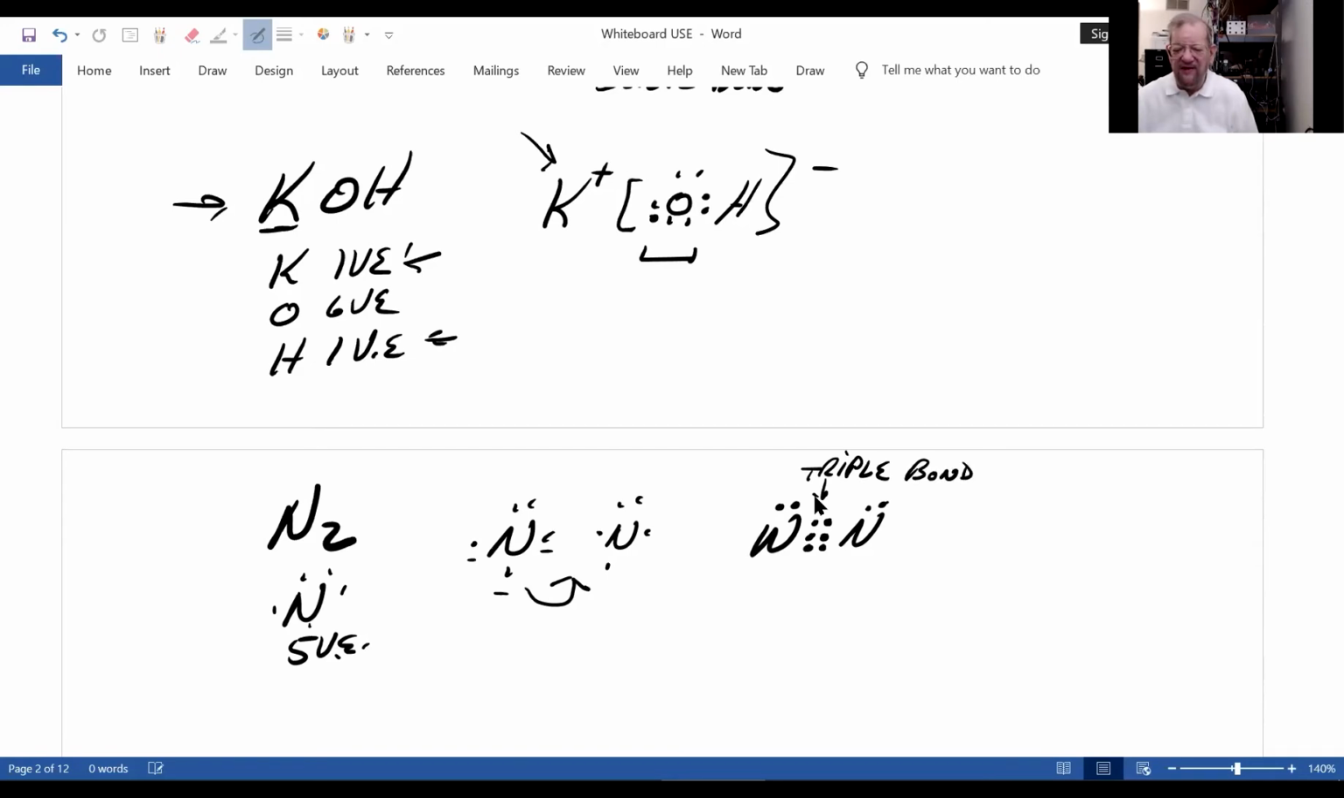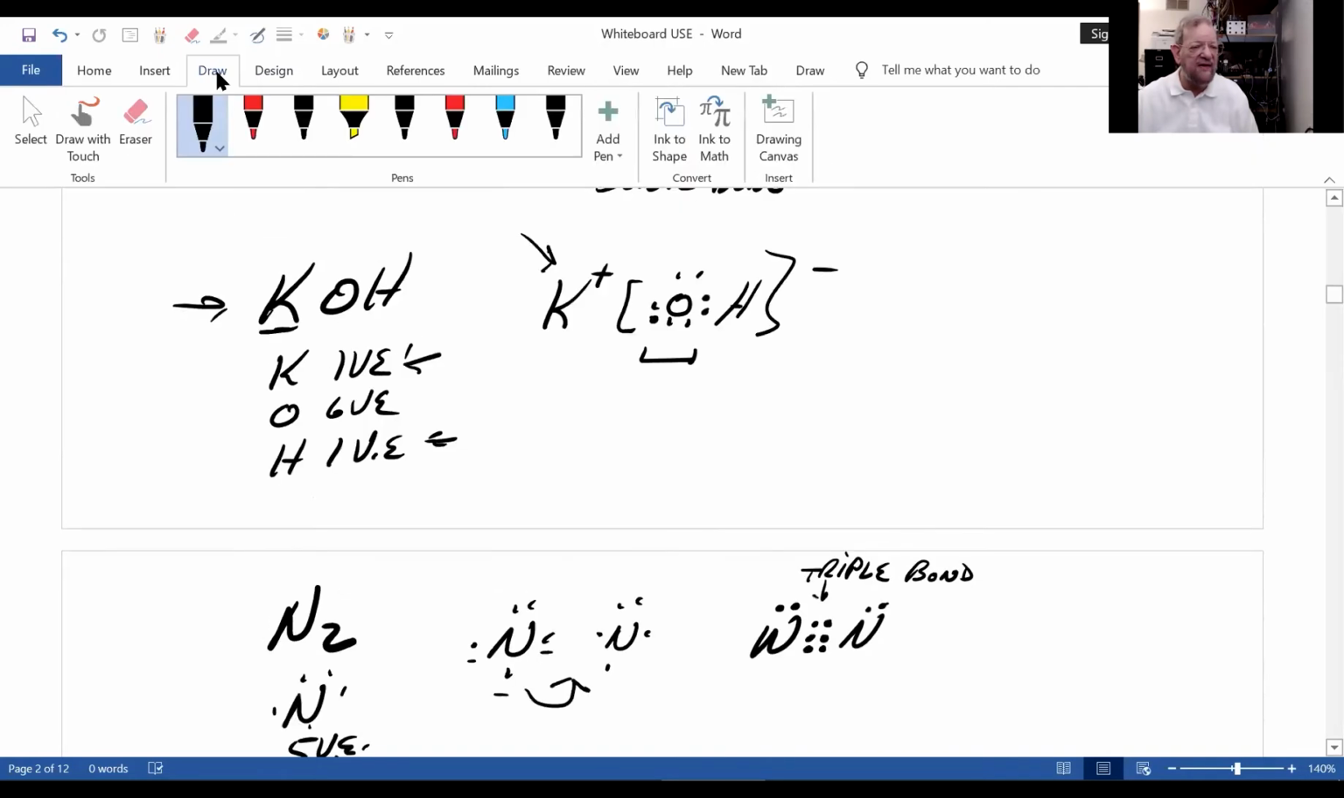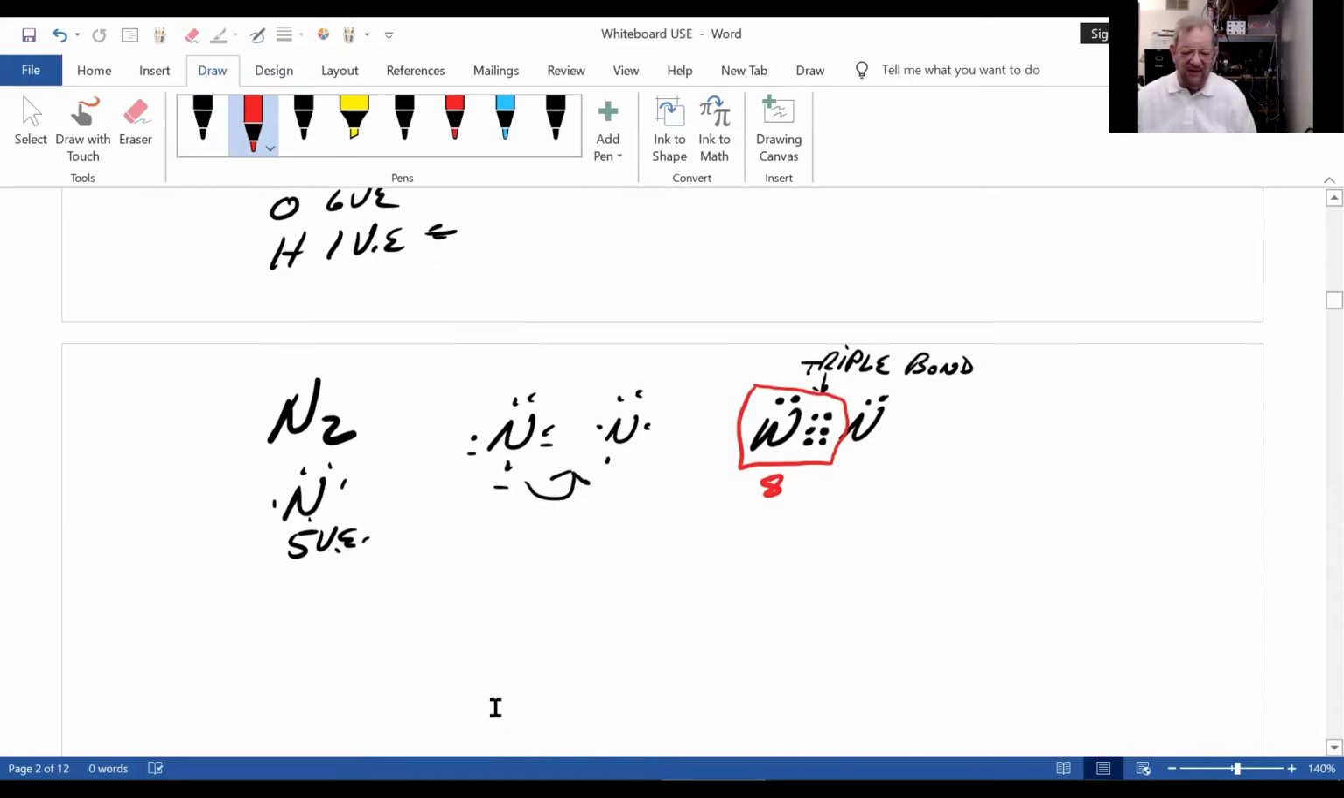Because 3 pair of electrons, triple bond, 2 pair, double bond, and 1 pair, single bond. Now, if we look at each nitrogen, and if we look at this one, how many total electrons does it have, including shared? 2, 4, 6, 8. And the same for the other. So you now have an octet and everybody's happy.